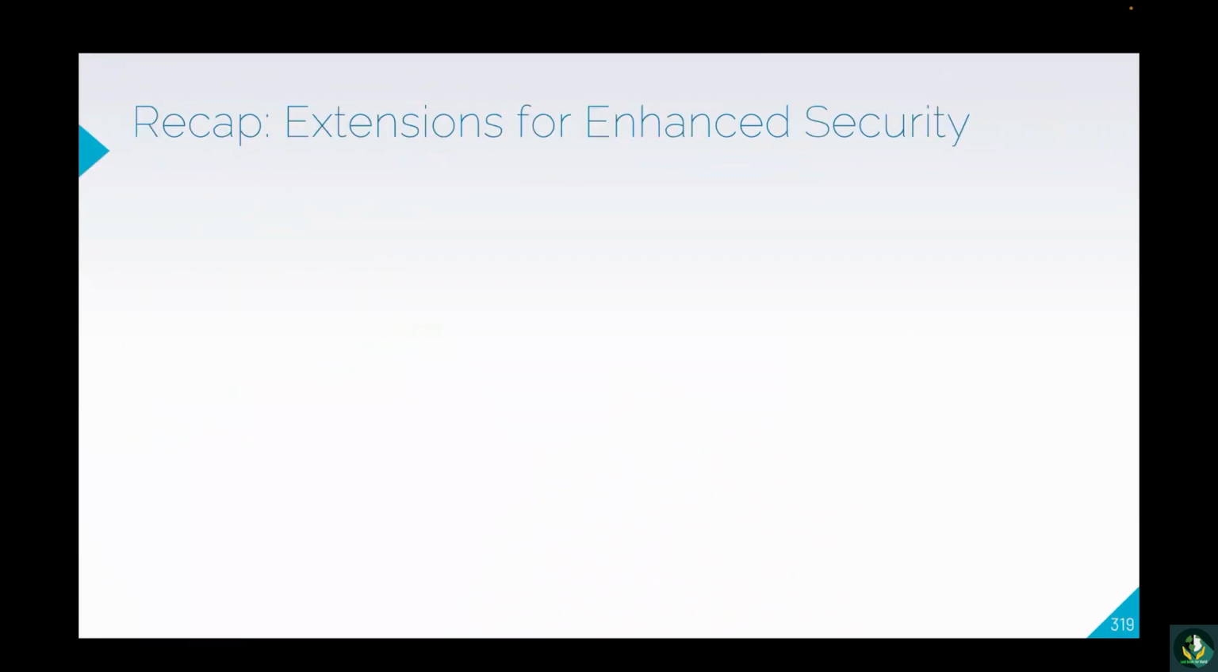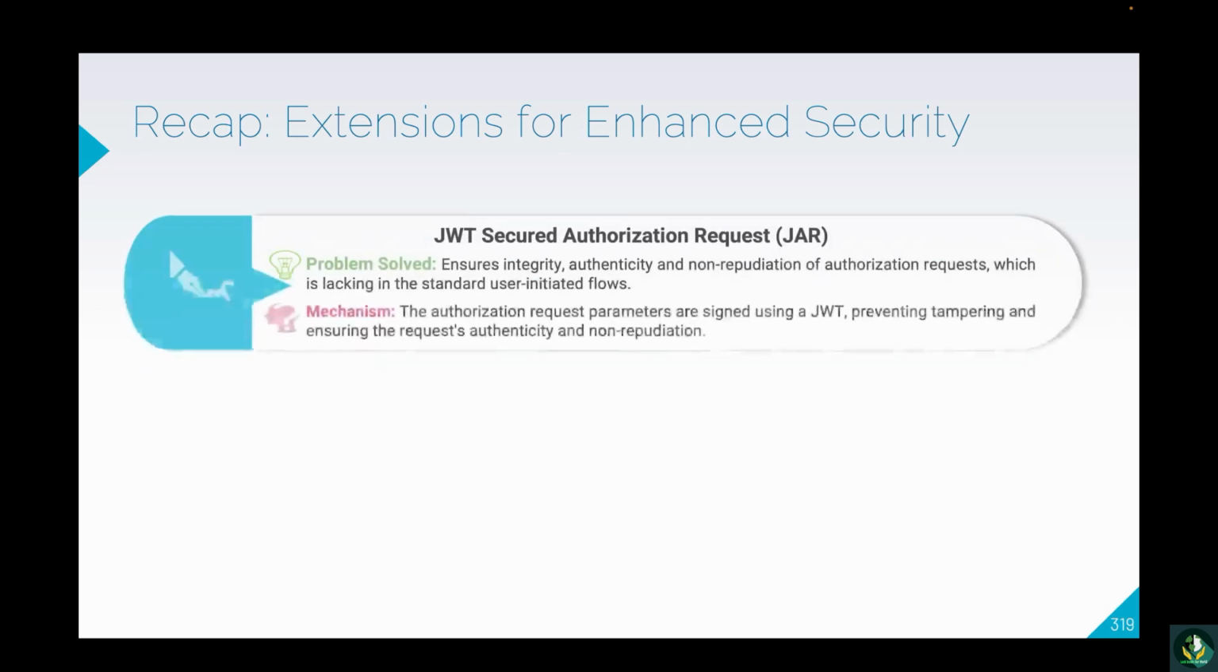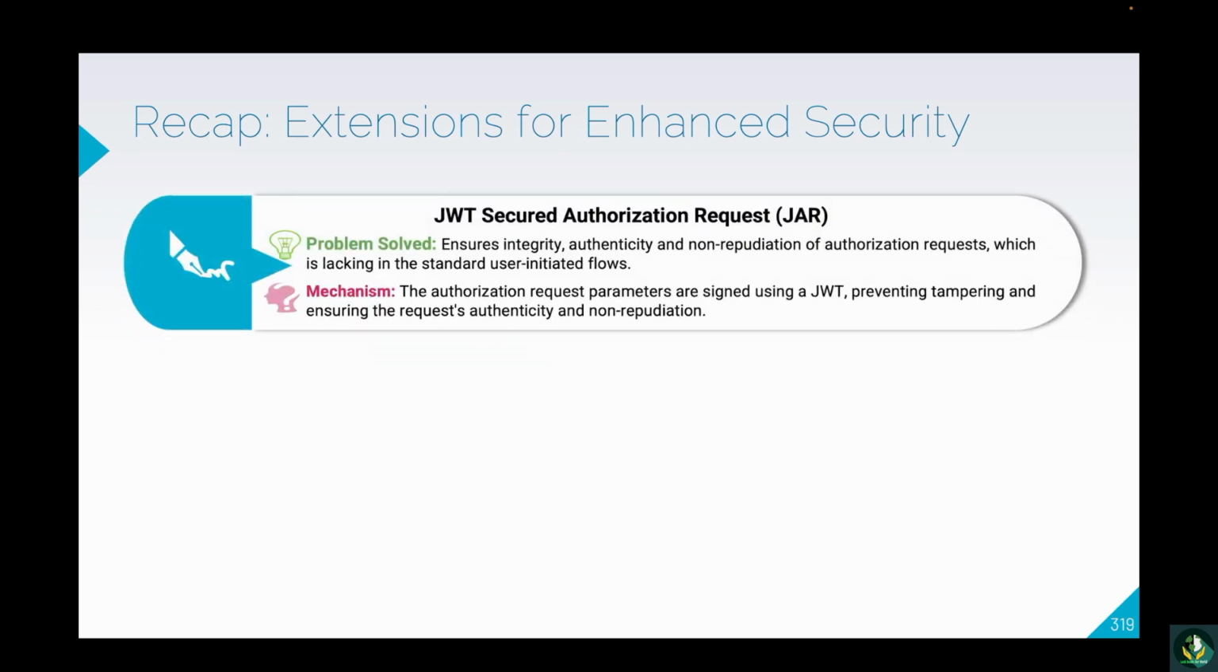Now let's recap the OAuth 2 extensions we have covered to enhance the security of authorization request parameters. First, we have the JWT Secured Authorization Request, JAR. This extension ensures the integrity, authenticity, and non-repudiation of authorization requests, addressing gaps in standard user-initiated flows. JAR works by signing authorization request parameters using a JWT, which not only prevents tampering but also provides verifiable proof that the request originated from the legitimate client, ensuring its authenticity and non-repudiation.